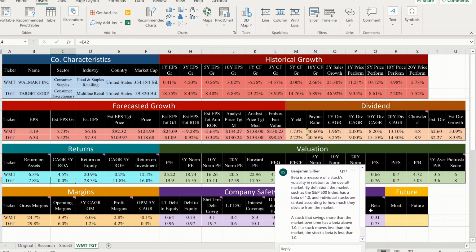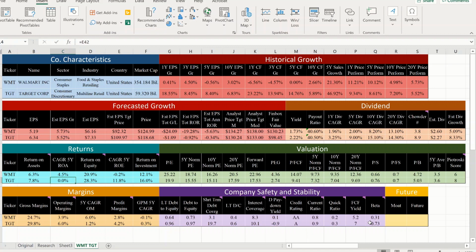Finally, beta is a measure of a stock's volatility in relation to the overall market. By definition, the market, such as the S&P 500 index, has a beta of 1.0, and individual stocks are ranked according to how they deviate from the market. A stock that swings more than the market over time has a beta above 1.0. If a stock moves less than the market, the stock's beta is less than 1.0. Now, while traders may like a high beta, a long-term investor like myself prefers a low beta.